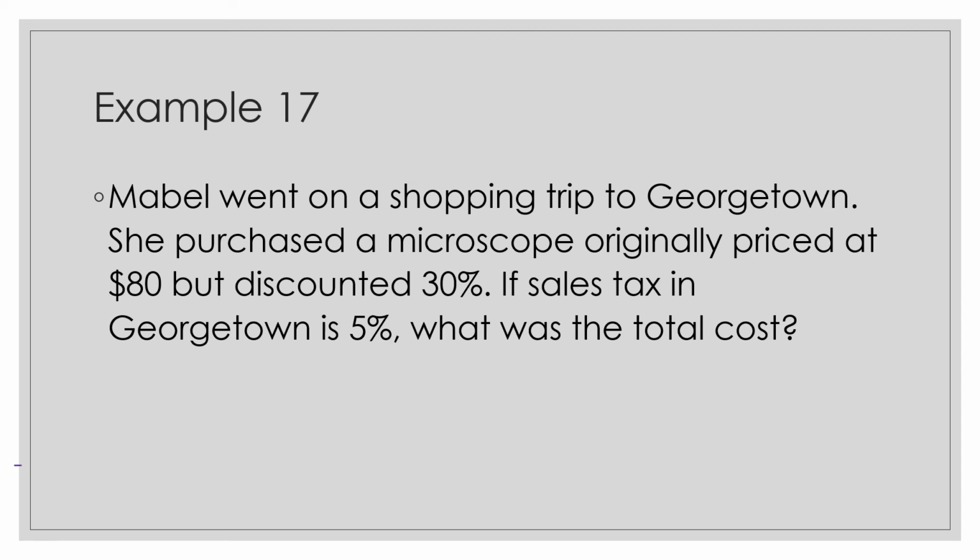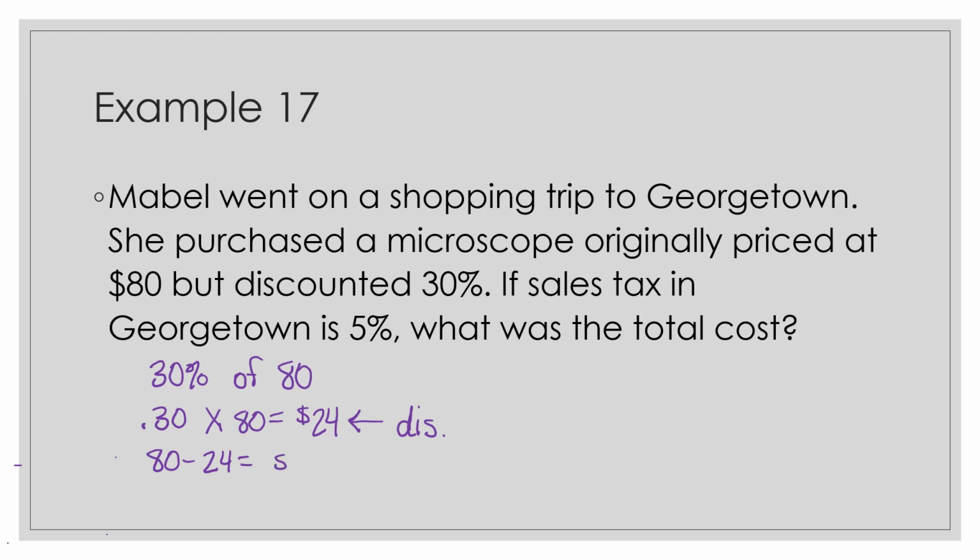Okay, so if it was discounted 30%, it was discounted 30% off of the $80. Okay, we know that 0.30 multiplied by 80 is 24. So 24 is representing your discount. So we need to subtract 24 from 80, which gives us $56, which is our sale price. So now we can find tax.